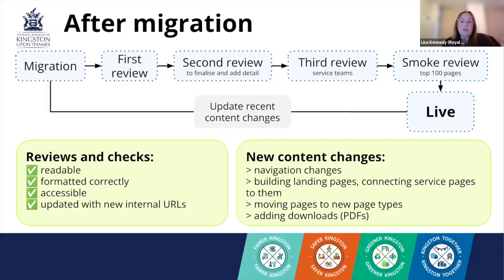The second review included being able to add links. So internal links, once we knew what those page URLs were, we'd be able to add them and add additional detail, add additional content. And then when we moved to beta, the third review meant that the service teams were asked to review their content as well. So there was additional eyes on that content. And then we did a smoke review at the end, which was like the top 100 pages that are viewed. So we made sure that all those pages were reviewed and they were optimized to the best possible way that they could be.